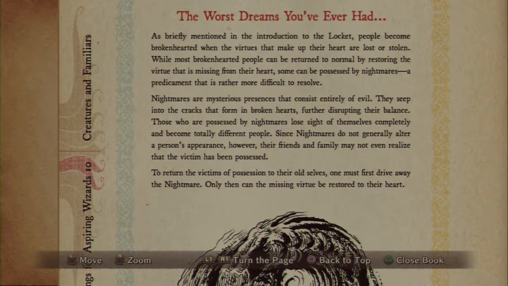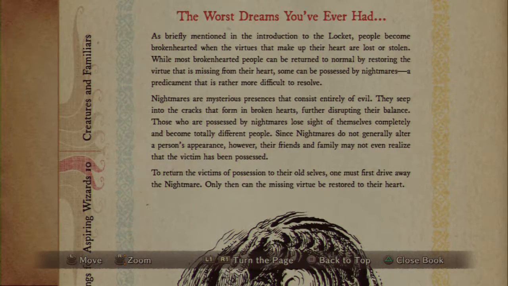As briefly mentioned in the introduction to the locket, people become broken-hearted when the virtues that make up their heart are lost or stolen. While most broken-hearted people can return to normal by restoring the virtue that's missing from their hearts, some can be possessed by nightmares, a predicament that's a rather difficult one to resolve. Nightmares are a mysterious presence that consists entirely of evil. They seep into the cracks that form broken hearts, further disrupting their balance.